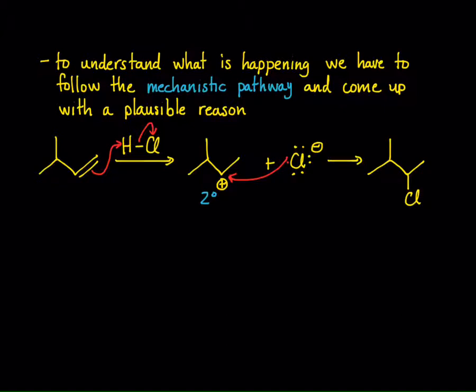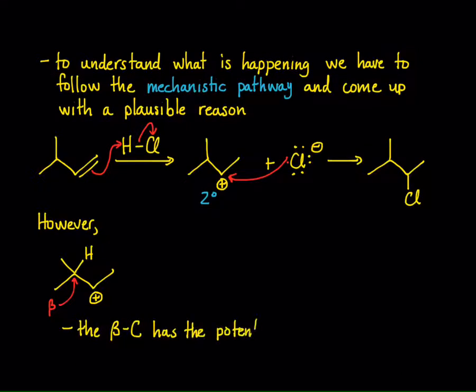Now, how do I form the major product? Well, one of the things that we have to look at is that carbocation. So let's take a closer look at that carbocation. One of the things that we have to start getting used to is looking at the beta carbons. Now, we've already looked at the beta carbons in terms of elimination reactions, but now we're going to look at the beta carbons even closer. And we're going to see that in this particular case, this beta carbon has the potential to form a tertiary carbocation.